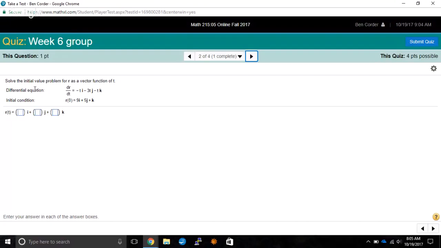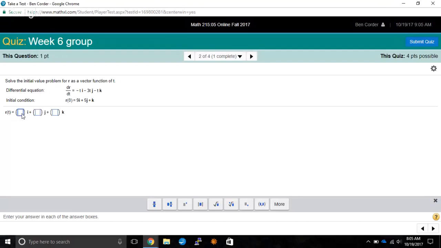negative t dt will be negative 1/2 t squared. It's r of t, so it's supposed to be in terms of t. So it's 9 minus t, 5 minus 3t, 1 minus t, and then 1 minus t. Yes. That was easier than it looked. I hope.